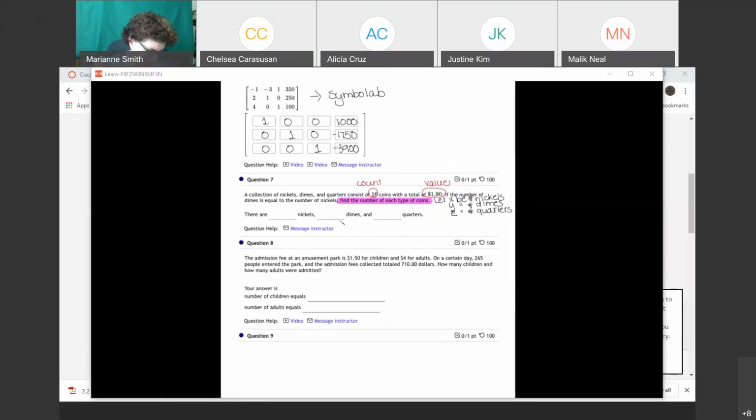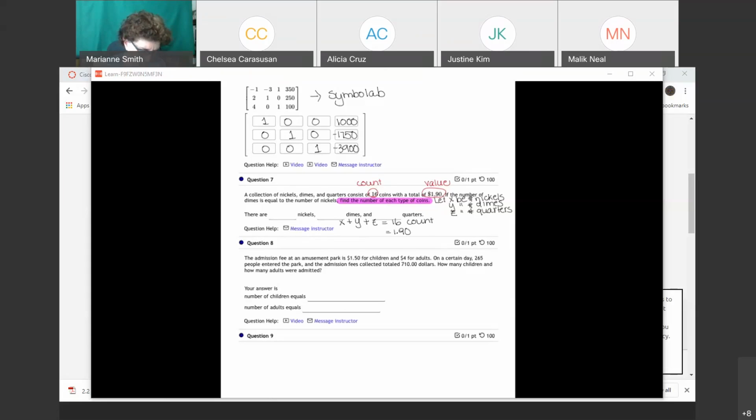So one equation is X plus Y plus Z. That means the nickels, the dimes, plus the quarters means there's 16 coins. Okay, so here's my count equation. And then I have another equation that has to do with value. Okay, the coins are worth $1.90.